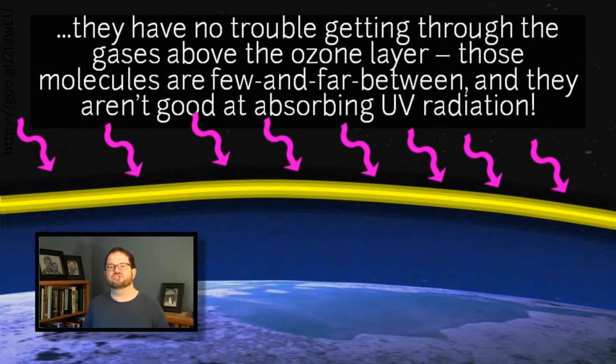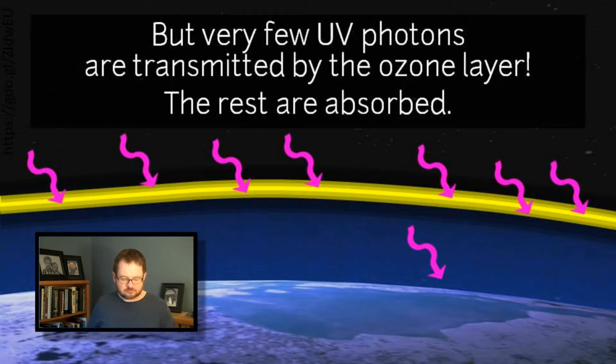Okay? Those molecules don't really absorb all that much ultraviolet radiation, and there aren't very many molecules up there. So actually, most of the ultraviolet radiation from the sun doesn't have any trouble getting through the upper part of the atmosphere. But then it encounters the ozone layer.